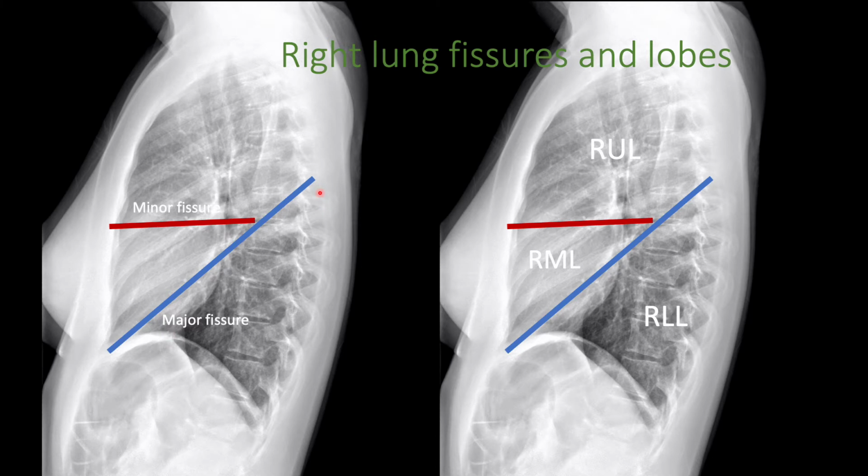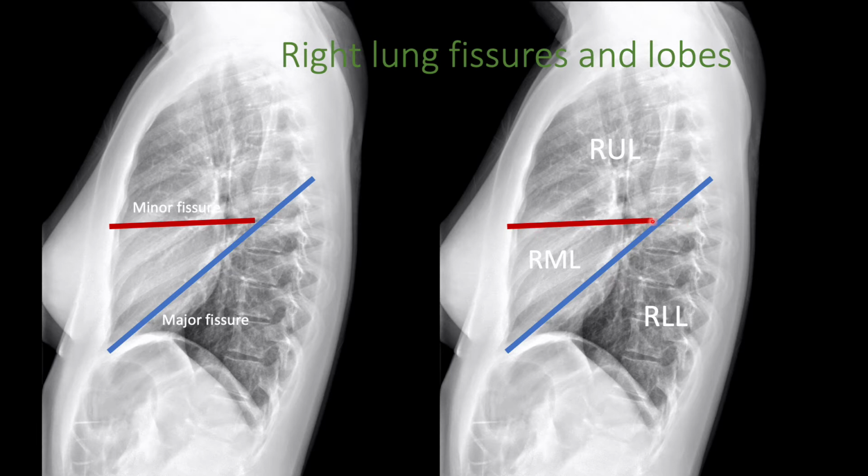Let's look at a lateral chest X-ray. If you're looking at the right lung, again, there are two fissures. You have the major fissure that runs at an oblique angle, and you have the minor fissure that runs more horizontally. So if you use the two fissures as imaginary lines on a lateral chest X-ray, you can figure out what kind of a lobe you're in.